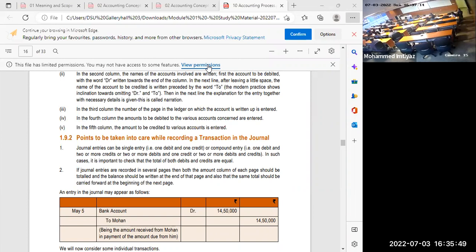To distributor account 11 lakh. Is it right? No, it's completely wrong. Okay, sir. Somebody told wrong, no? You told wrong. Yes, why?